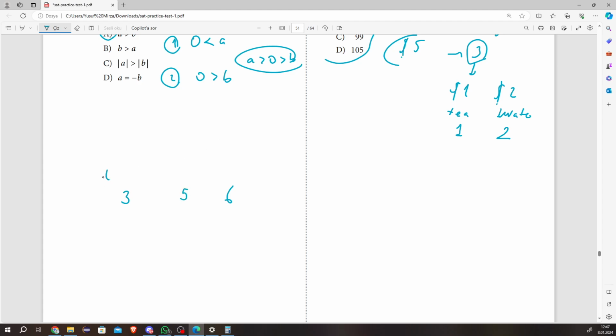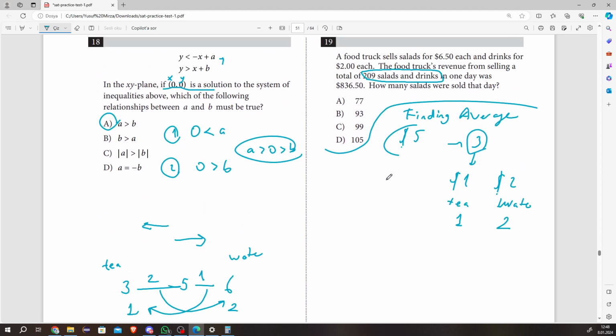So let's say it's tea and water here, and look at the distance. It's 2 and it's 1, and 2 of them are water. It means 2 of them are water and 1 of them is tea, because if you buy more water, the average comes closer to water, and if you buy more tea, the average comes closer to tea. So let's use it for this question too.